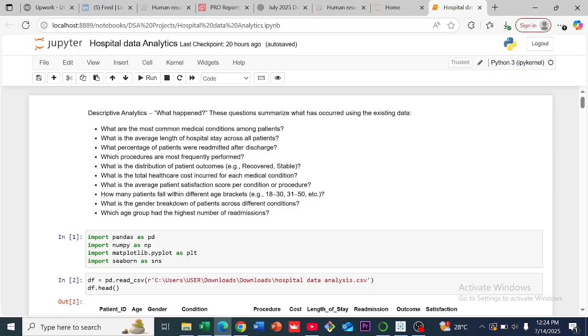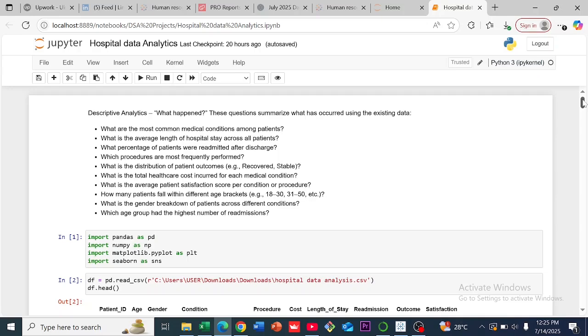So today I will not be going into data cleaning or exploratory data analysis. I've already gone through this dataset and it's a clean dataset, so I won't focus on data cleaning or data exploration. We'll be focusing on carrying out descriptive analytics.